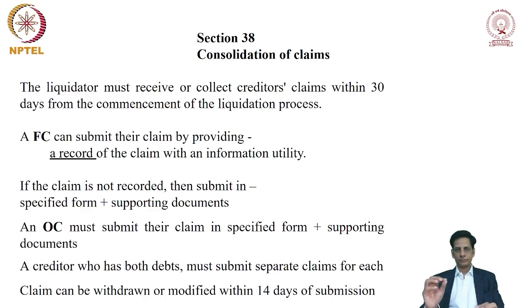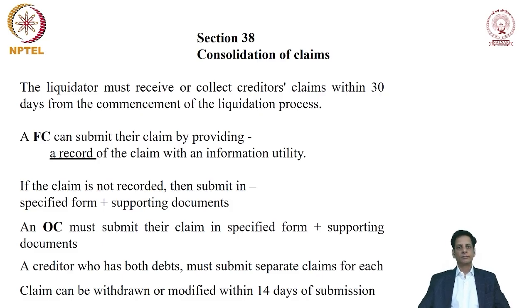This is part 1, which is a financial creditor. On the other hand, if I am an operational creditor, remember, in the case of an operational creditor, there will not be a recorded evidence in the information utility. Therefore, operational creditors shall always submit a specific form plus the supporting documents to establish his credit from the corporate debtor. But in case a creditor has both, then he must make two different claims in two different ways that we have discussed till now.